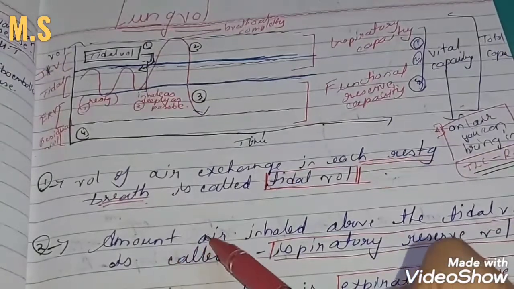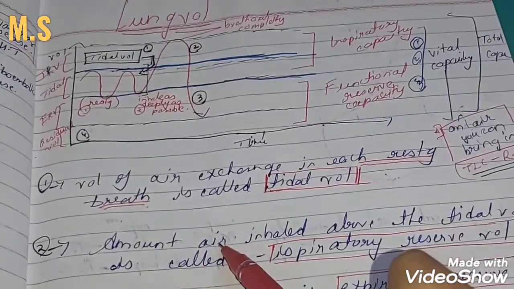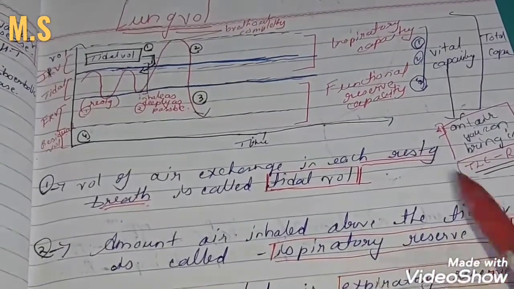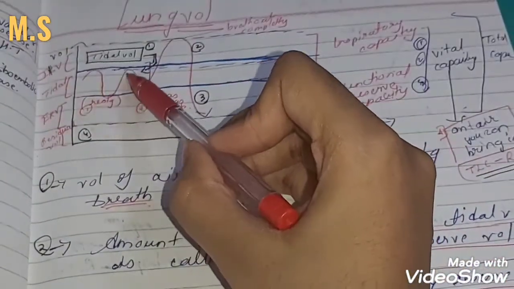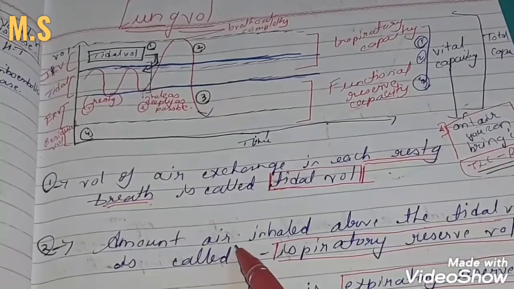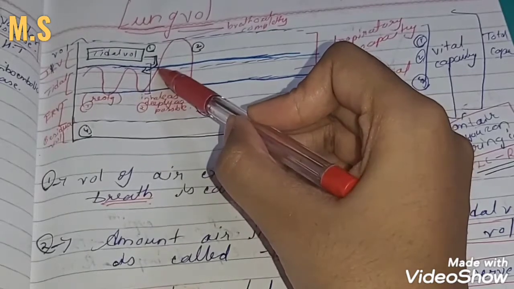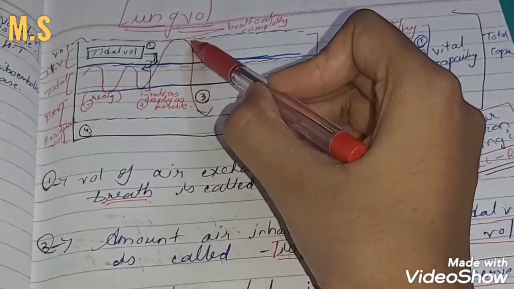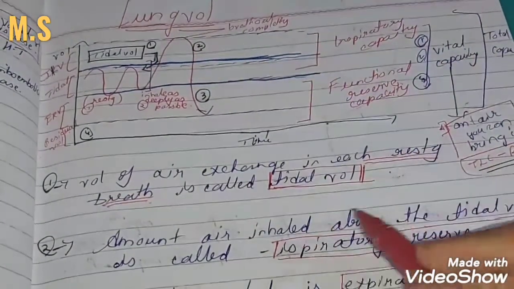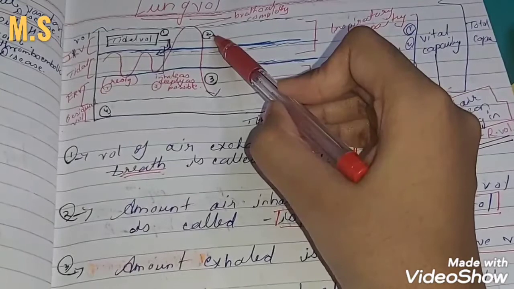The second one is inspiratory reserve volume. It is the amount of air inhaled above the tidal volume. So here you can see this was our tidal volume, I have given you number 1, and our definition tells us that the amount of air inhaled above the tidal volume, the normal tidal volume, is inspiratory reserve volume. This is inspiratory reserve volume.